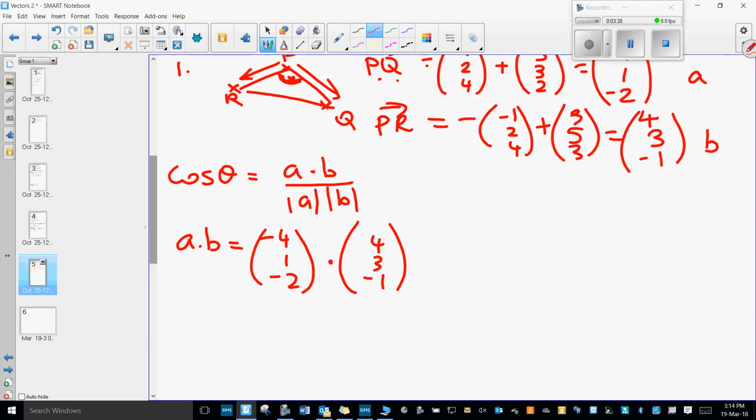So negative 4 times 4 is? And 1 times 3 is? 3. And negative 2 times negative 1. And negative 16 plus 3 plus 2 is? Negative 11. Nice.